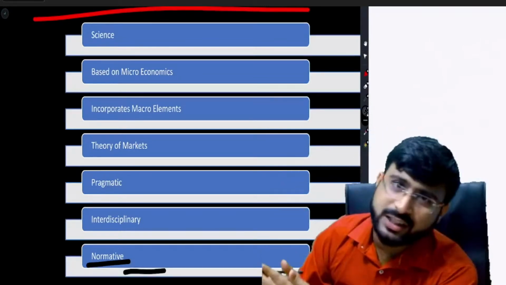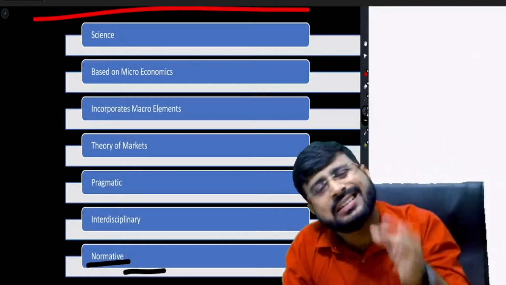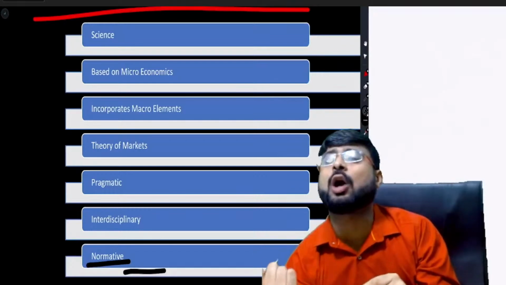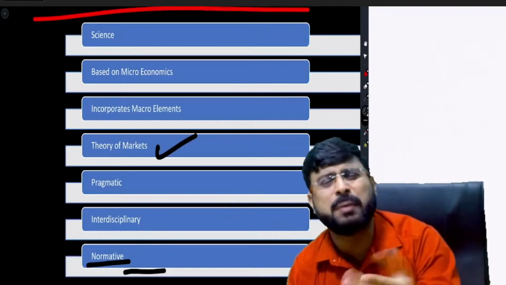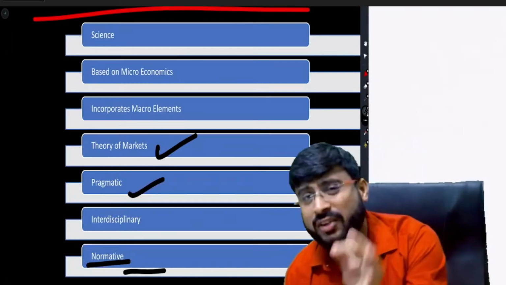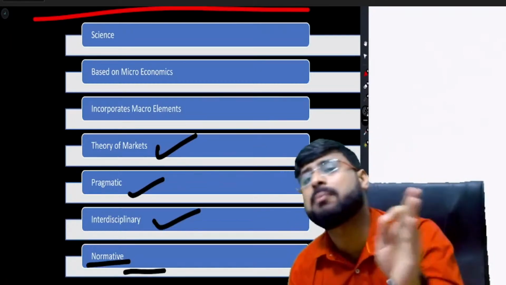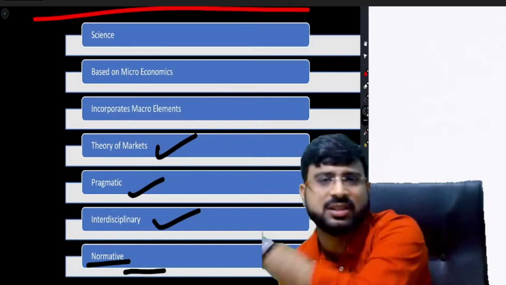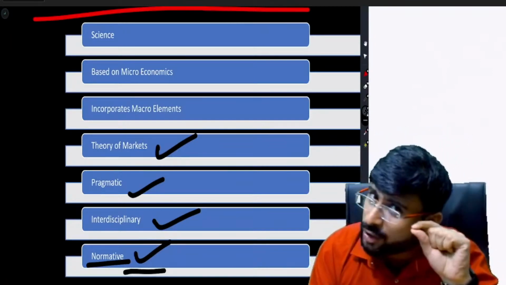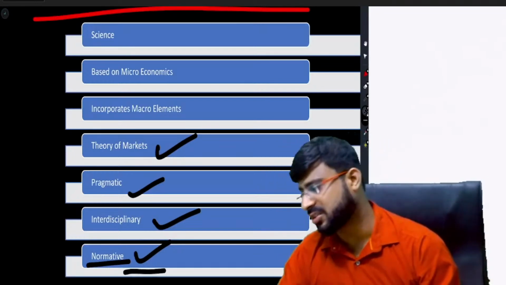Science means its principles are derived, just like science, from a systematized body of knowledge. Based on micro elements, basically it considers individual units. It incorporates macro elements, because each individual business has to take into account the society as a whole. Theory of markets, here we study perfect competition, monopoly, monopsony and other types of market. Pragmatic, it is practical. It doesn't only define the problem, it also describes the solution. Interdisciplinary, basically business economics has been derived from multiple subjects like maths, statistics, psychology. And normative: again, the same point. It not only describes the problem, it doesn't only say what is, it also tells us what should be.